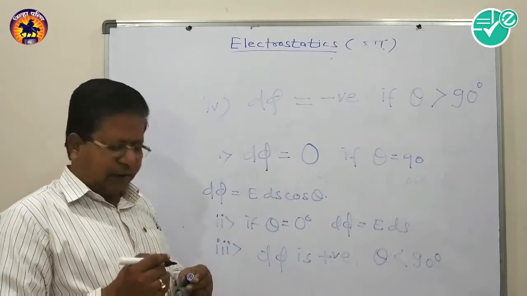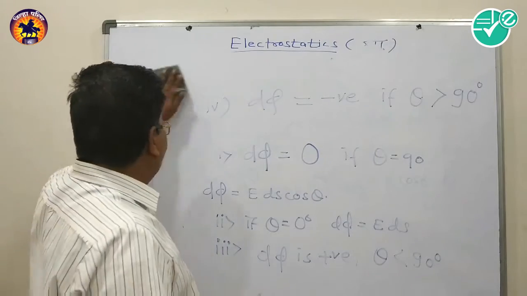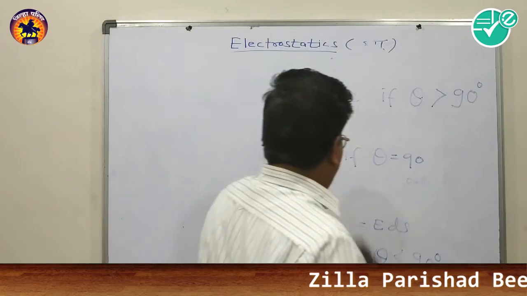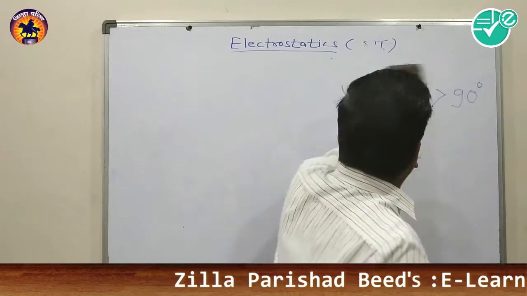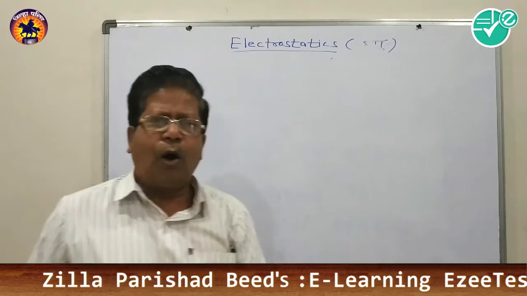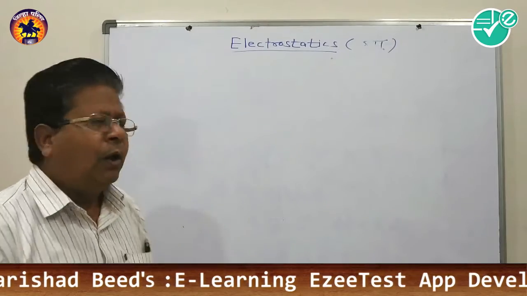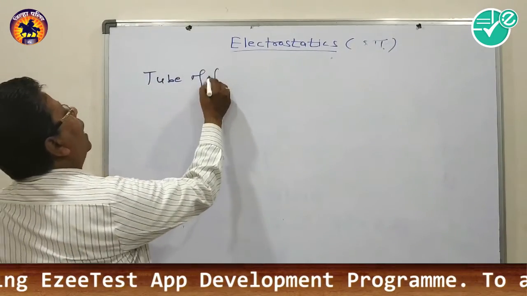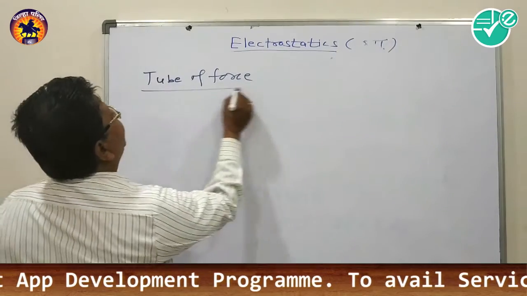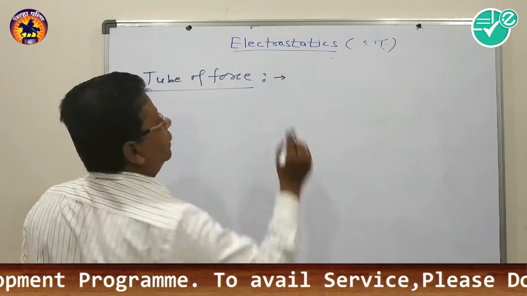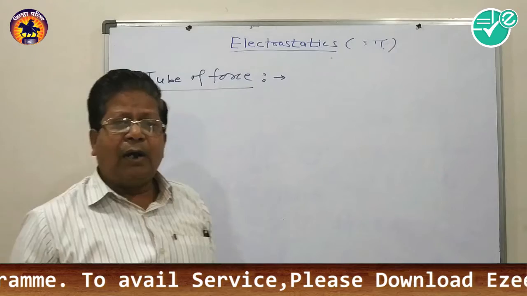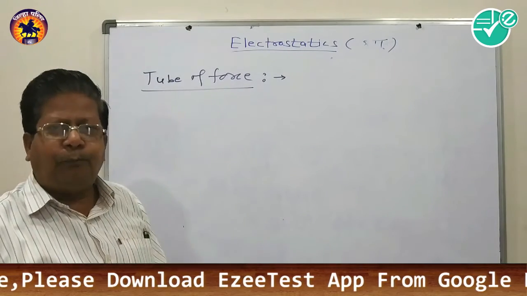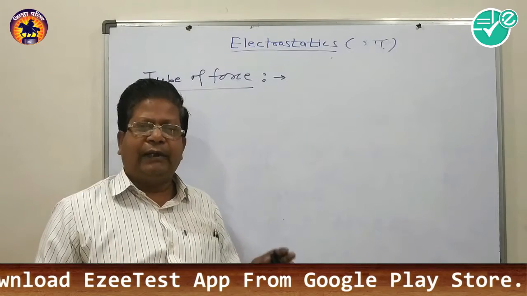After this concept of electric flux, we will study a new concept in electrostatics, which is known as tube of force. So, tube of force. As we have already studied, a number of electric lines of force can be drawn at every point on the electric field.